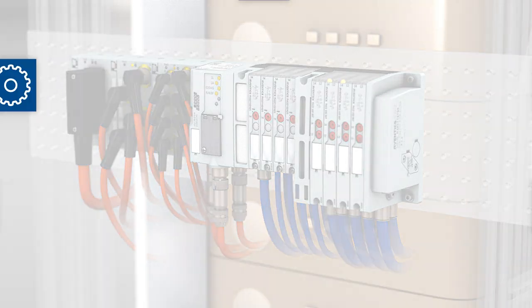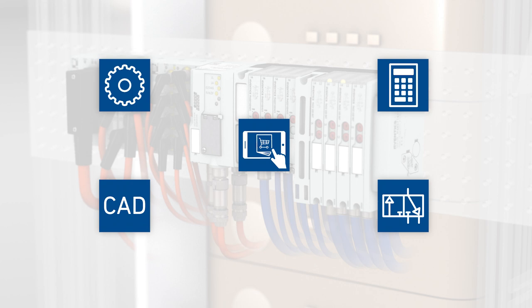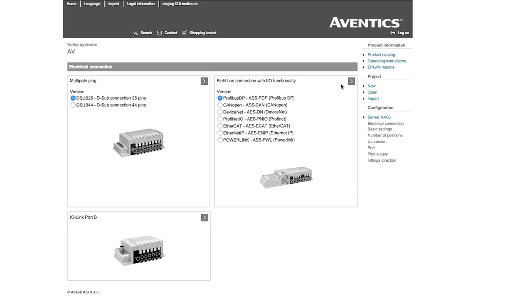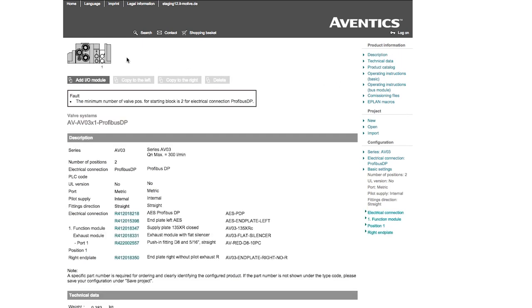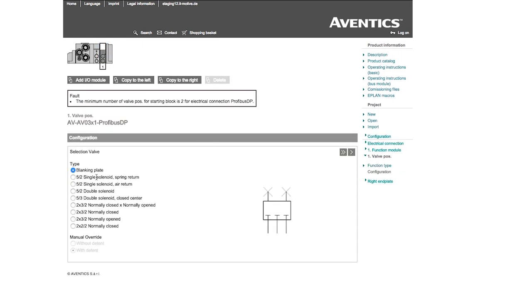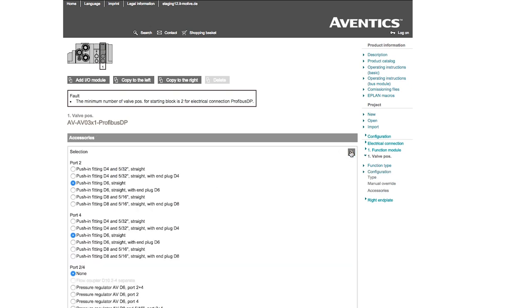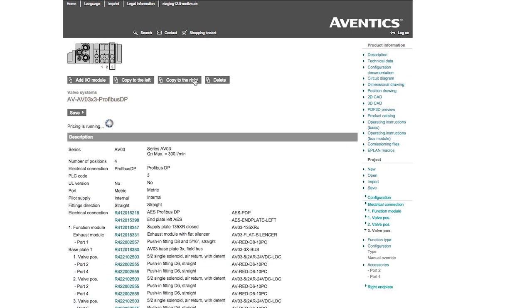Aventix engineering tools, because excellent service is part of the family. In the online catalog and configurator, you can fully configure and assemble your AV system with AES. CAD data and other documentation are available right online.